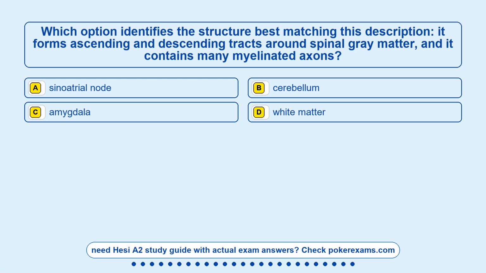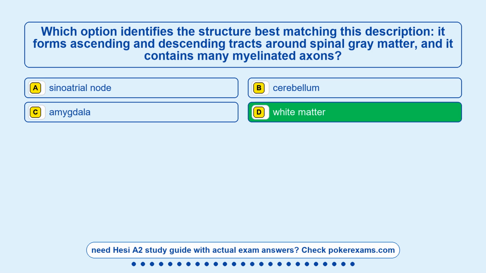Question 20. Which option identifies the structure best matching this description? It forms ascending and descending tracts around spinal gray matter, and it contains many myelinated axons. Option A, sinoatrial node. Option B, cerebellum. Option C, amygdala. Option D, white matter.